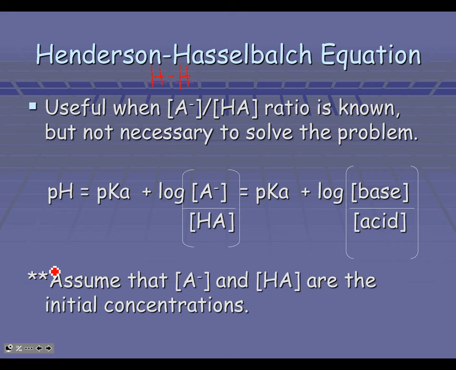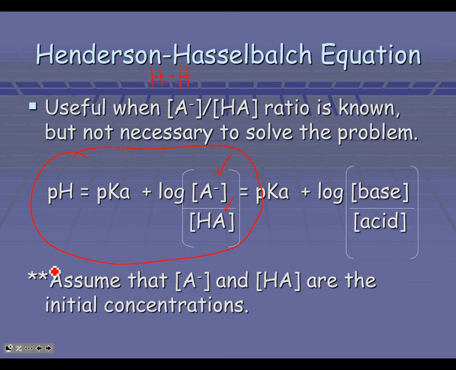The formula for this, and the one I like to use and remember, is this first one. The pH equals the pKa, and now notice we got the P in front of that. Remember, that just means take the negative log of the Ka, plus the log of AHA. That's how you remember the order. You don't say HA, you say AHA. And that's how you remember that it's the A- over the HA.